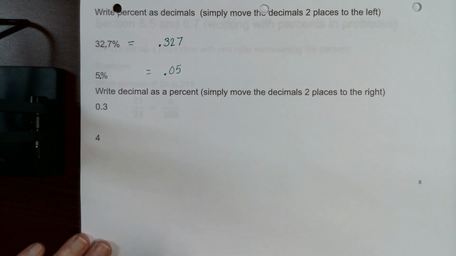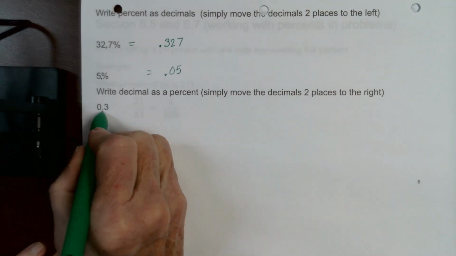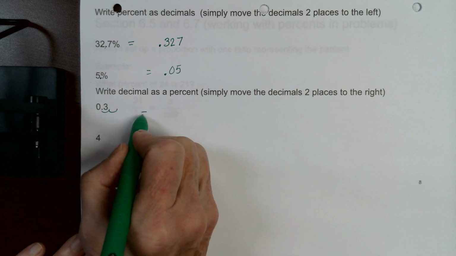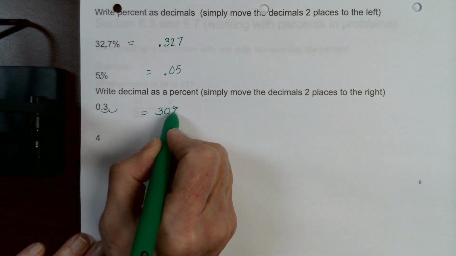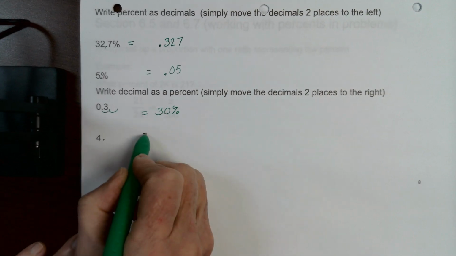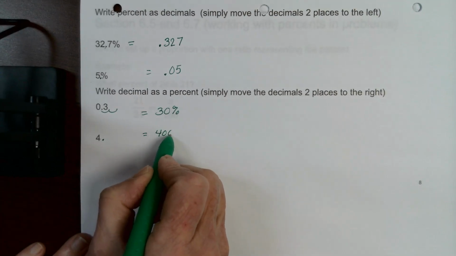To write a decimal as a percent, we already just did that. I'm going to move it 2 places to the right, so that's going to give me 30%. Understood decimal here, 2 places to the right, is going to give me 400%.